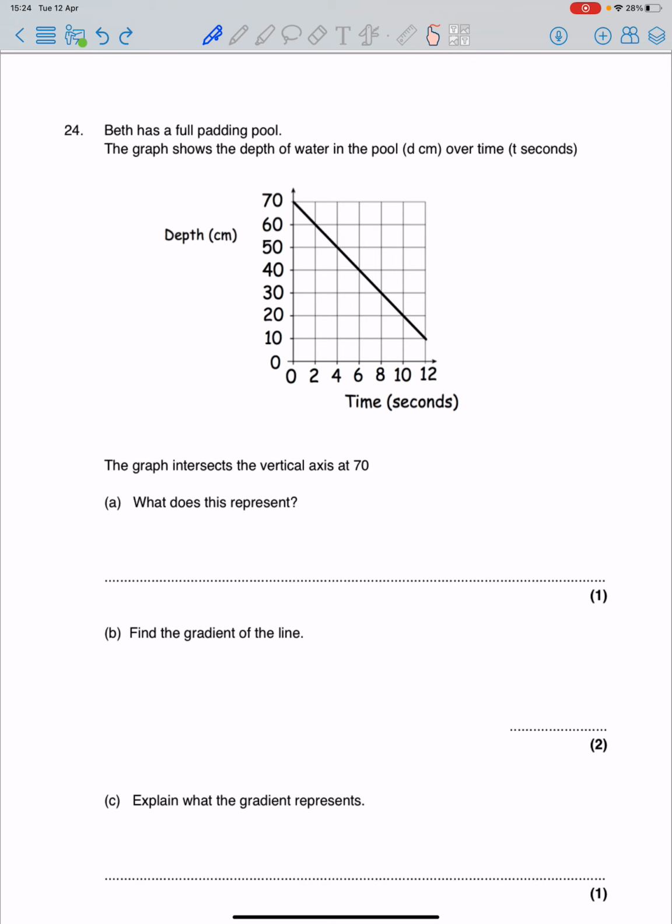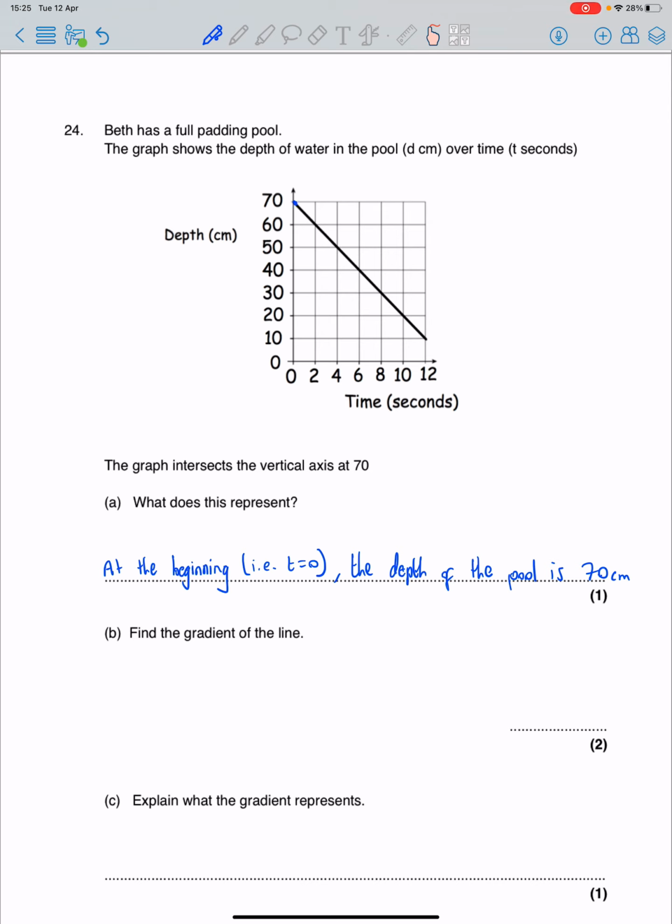Okay, so it represents, at the beginning, because that's when t equals 0. At the beginning, i.e. t equals 0, the depth of the pool is 70 centimeters. So I've said at the beginning because that's when t equals 0, right? When we start. Find the gradient of the line.